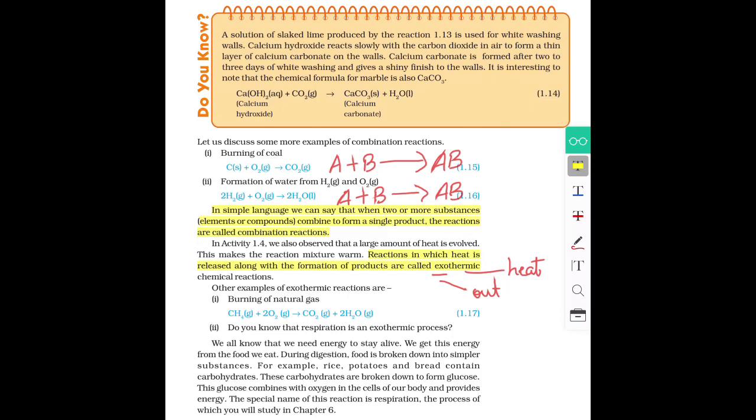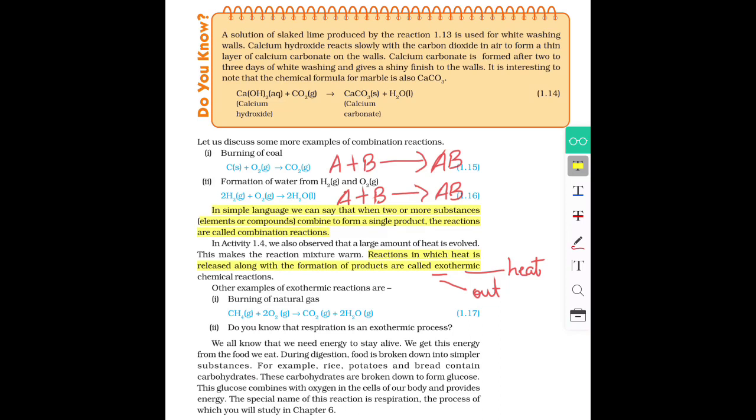Do you know that respiration is an exothermic process? Yes. We all know that we need energy to stay alive. We get this energy from the food we eat. During digestion, food is broken down into simpler substances. For example, rice, potato and bread contain carbohydrates. These carbohydrates are broken down to form glucose. This glucose combines with oxygen in the cells of our body and provides energy.